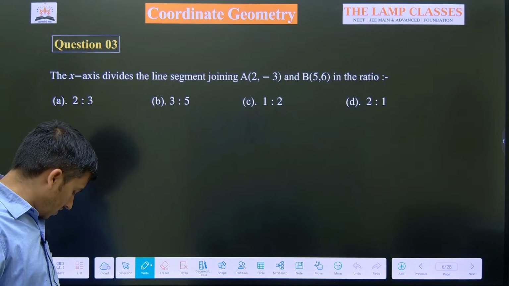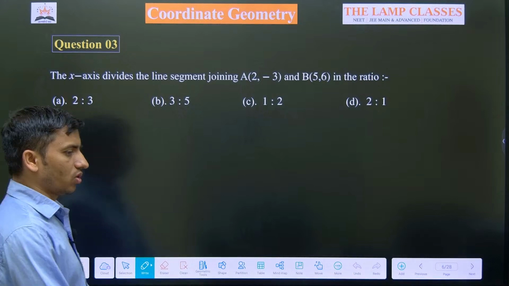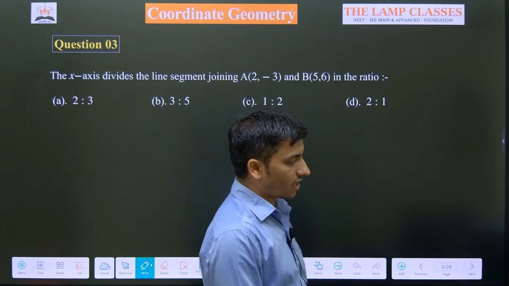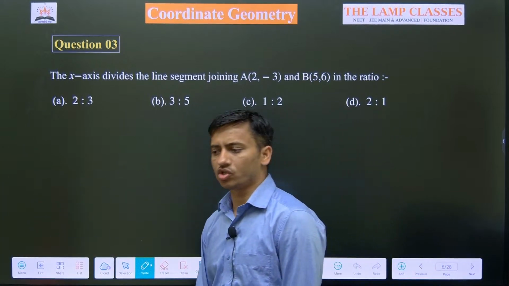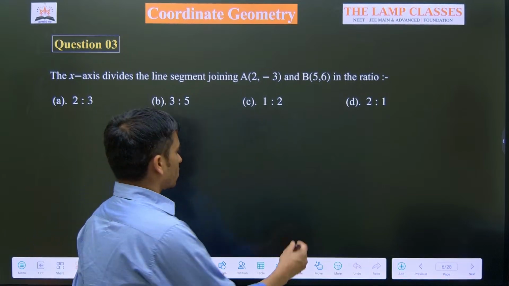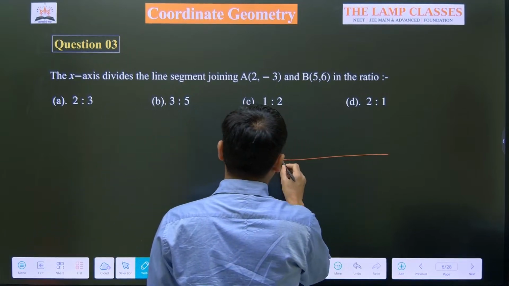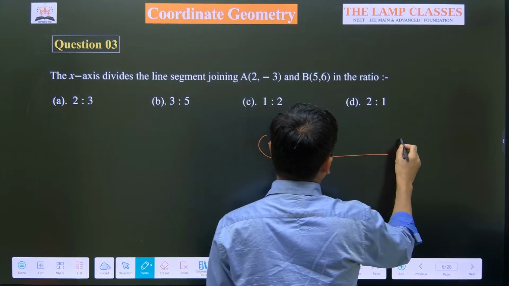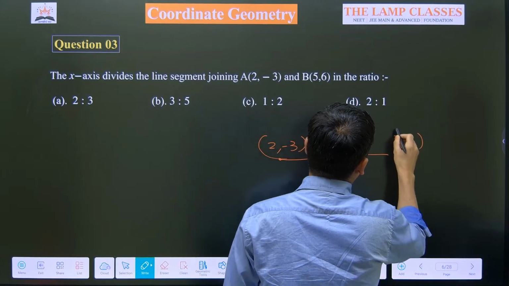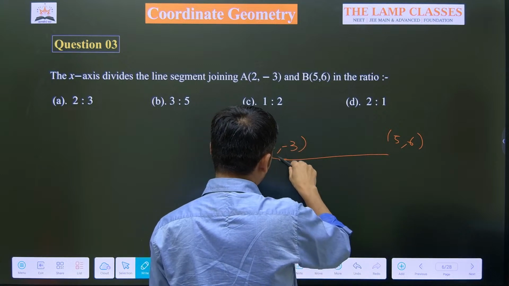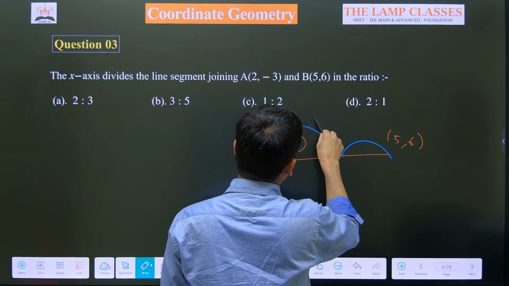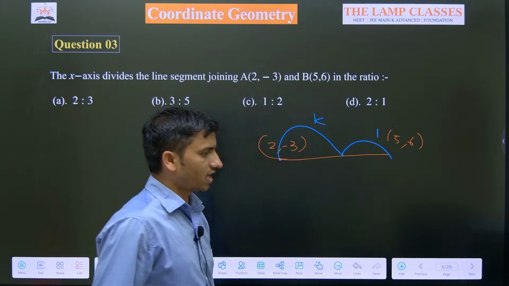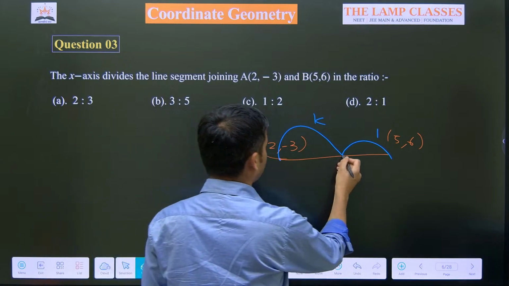So in this question, they are asking you to find the ratio, right? And whenever we have to find the ratio, we assume the ratio to be k:1, right? So make the diagram. This point's coordinate is 2 comma minus 3. This point's coordinate is 5 comma 6. And there is a point on x-axis, so we can take the ratio to be k:1. If it is k:1, can you find the coordinate of this point?